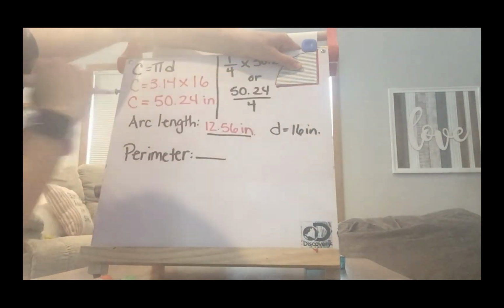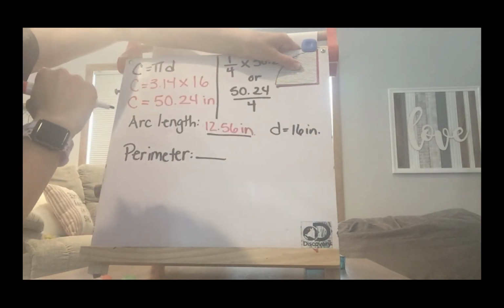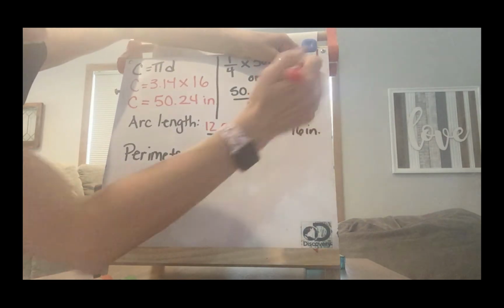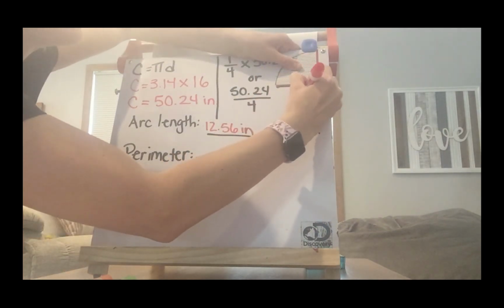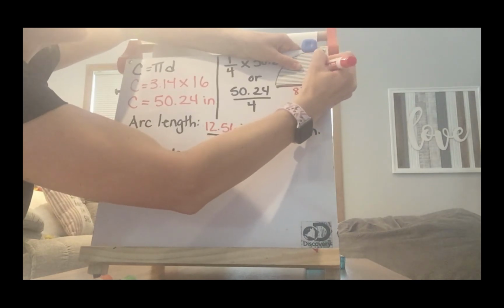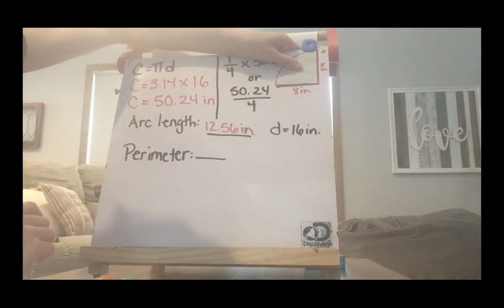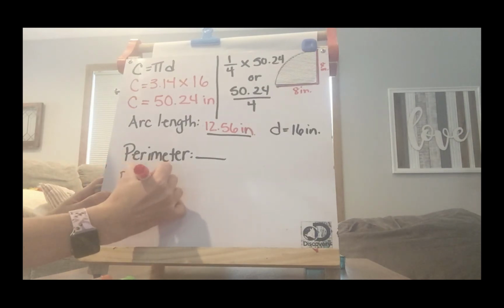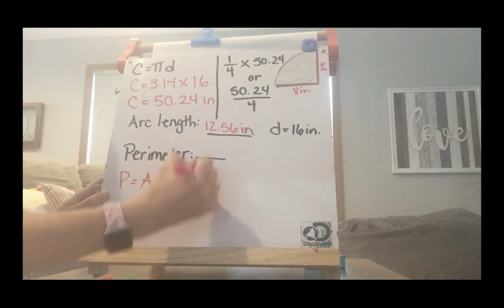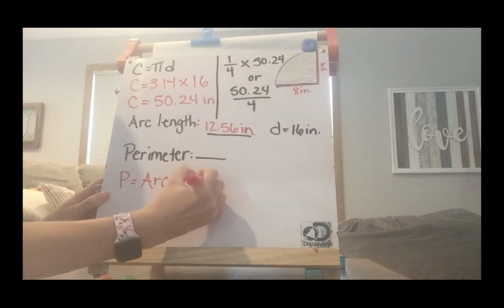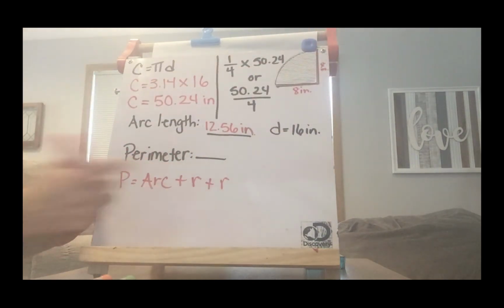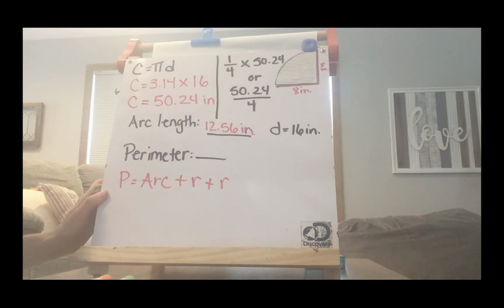What would this represent in a circle? The radius. Well, we know the diameter is 16, radius is half a diameter, so this would be 8 inches, and this would be 8 inches. To find our perimeter, write this with me, we need our arc length, which we got, plus one of our radius, plus another radius, which radius plus radius ends up being a what? A diameter.